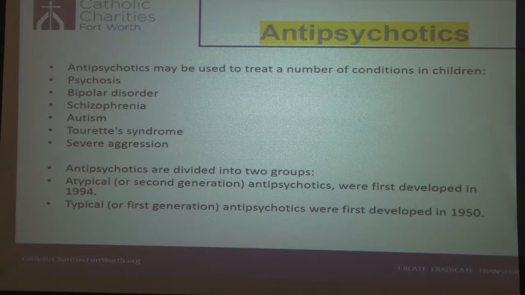Antipsychotics, they may be used to treat a number of conditions in children: psychosis, bipolar disorder, schizophrenia, autism, Tourette syndrome, and severe aggression. They're divided into 2 groups, atypical or second generation. These were ones that were developed in 1994. These are later ones called second generation. Typical are first generations. These are antipsychotics which were developed in the 1950s. As I said, some of them are pretty old, and they've been around a long time, and they've been pretty substantial. And for a lot of people, the doctors will use those because they have proven effects. If they're not working, then they begin.